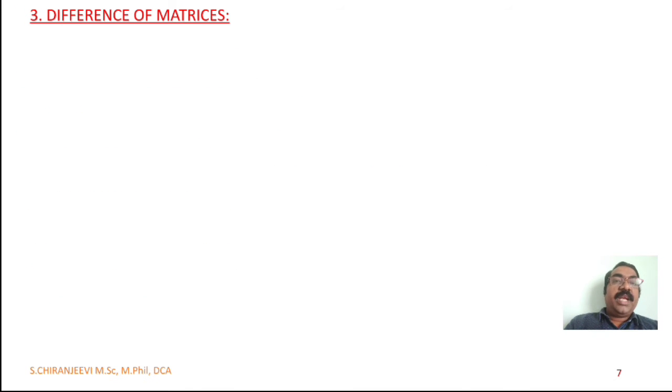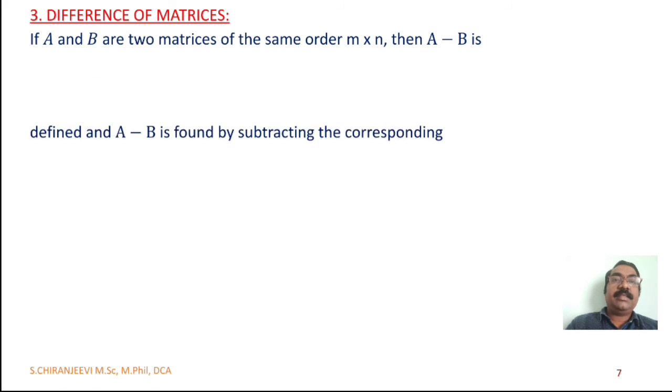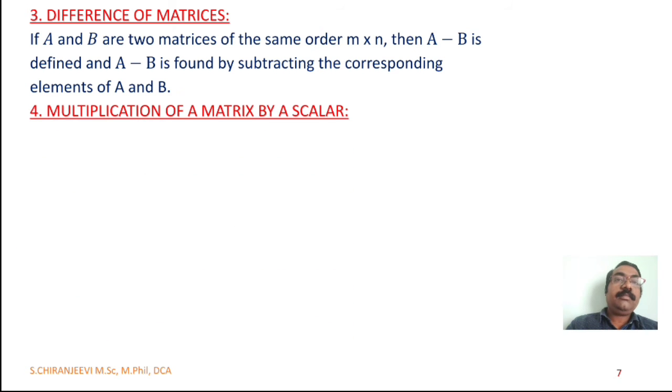Third one, the difference of matrices. If capital A and capital B are two matrices of the same order m cross n, then A minus B is defined, and A minus B is found by subtracting the corresponding elements of A and B. As we add for addition, similarly here we subtract. The order needs to be the same for both A and B matrices.